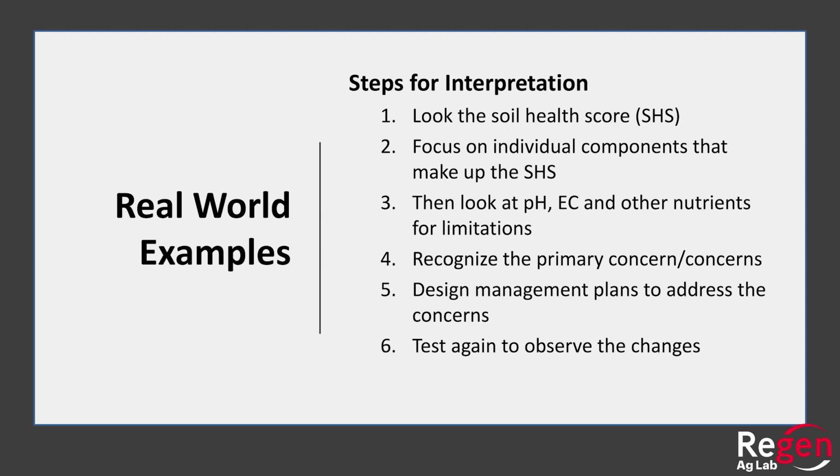Real world example. So the first step, look at the soil health score. Then we want to focus on those individual components that make up that score. And if everything looks great, except we're trying to figure something out, we want to look at the pH, soluble salts or EC, electrical conductivity, and then some of the other nutrients for limitations. We can have limitations. We had a couple soils where phosphorus was less than 2 part per million. That's a limitation, not just for plant growth, but for microbes. Recognize the primary concern or concerns, and then design a management plan, and then we want to test again.